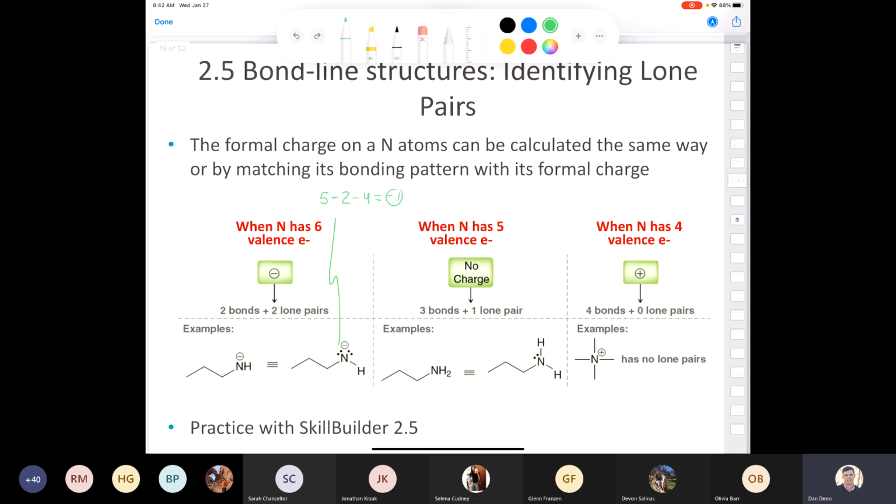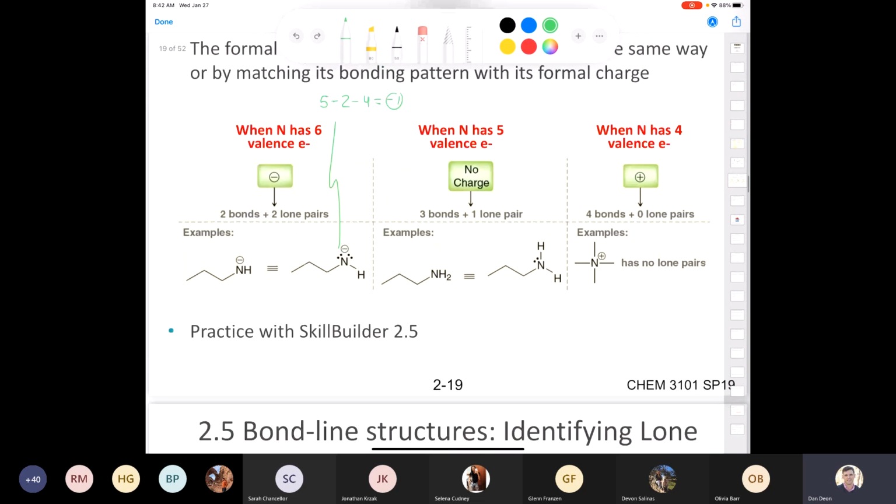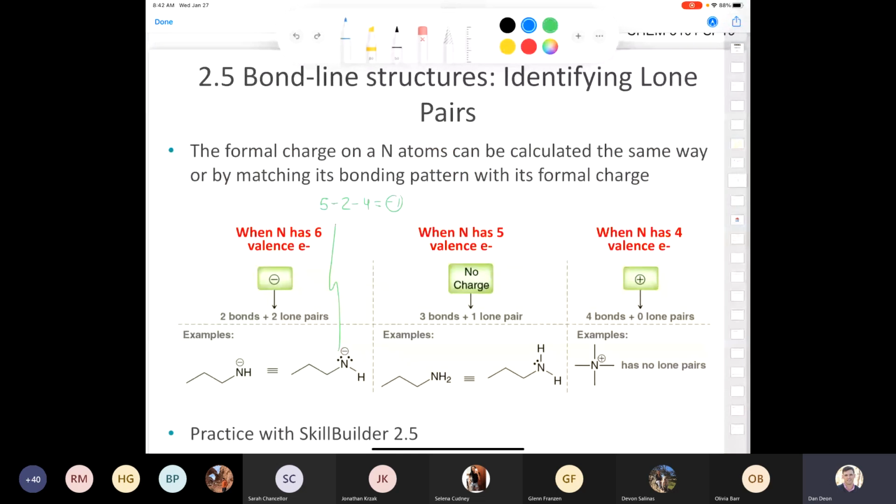If the nitrogen has 3 bonds and 1 lone pair, it has no charge in the middle. And just as we saw 2 slides ago, we saw a nitrogen with a positive charge, didn't we? And it's because the nitrogen had 4 bonds and no lone pairs. Okay, I'll do it one last time. Look, nitrogen, 5 valence electrons, -4 sticks and 0 dots gives you +1.